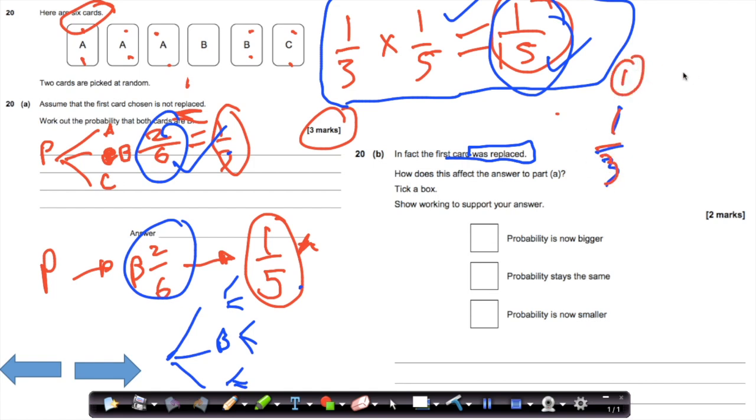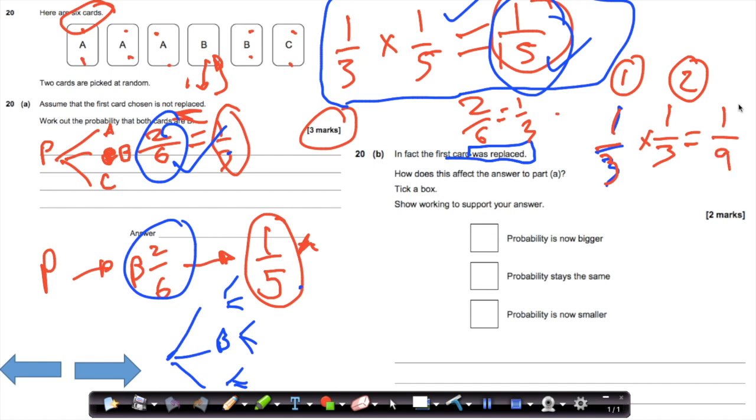So it's the first time. And the second time we pick it, if we've chosen it and then we put it back, then we still have all 6 cards there. So it was replaced. So we took it, we put it back, there's still 6 cards there. So again, it's going to be 2 out of 6, which simplifies to a third. So the second time round, there's a 1 in 3 chance of picking a blue again. 1 times 1 is 1, 3 times 3 is 9. So there's a 1 in 9 chance.